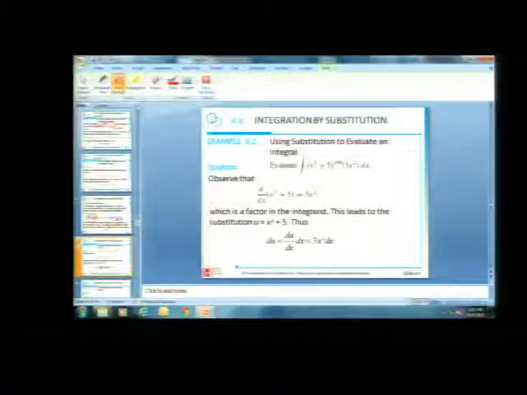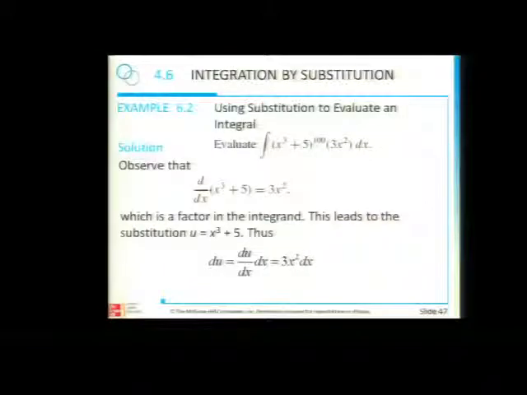Integration of x cubed plus 5 to the power 100 times 3x squared, and then we want to integrate this with respect to x. Okay? By the way, this is an indefinite integral. There isn't any limit of integration. So at the end, we are going to have an integration constant, right? Okay, but how do we do that?